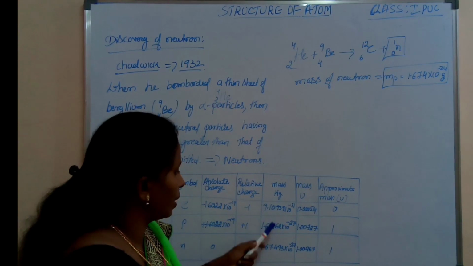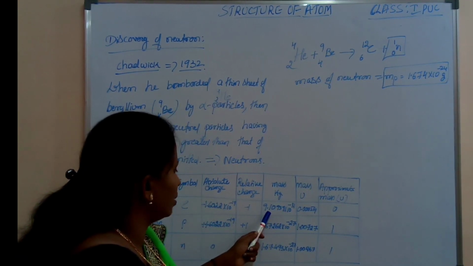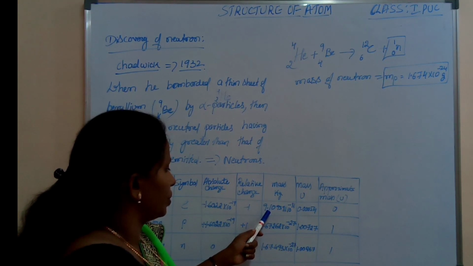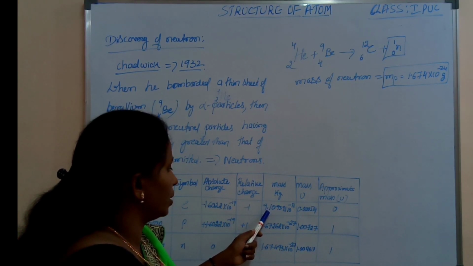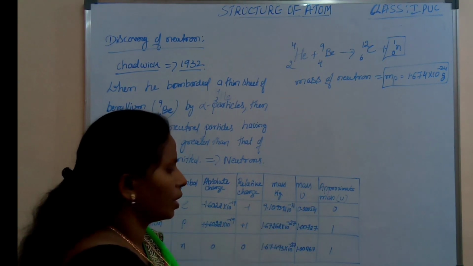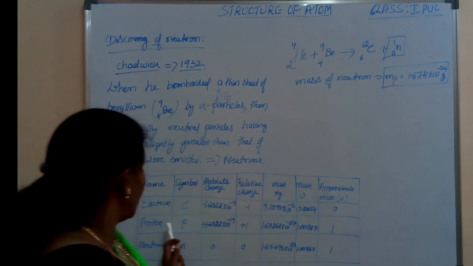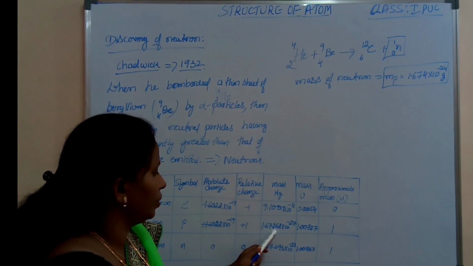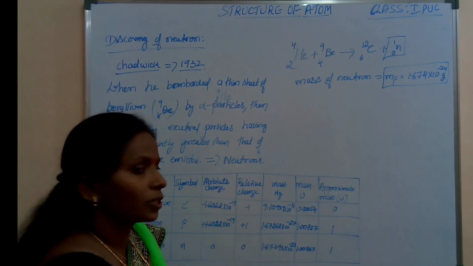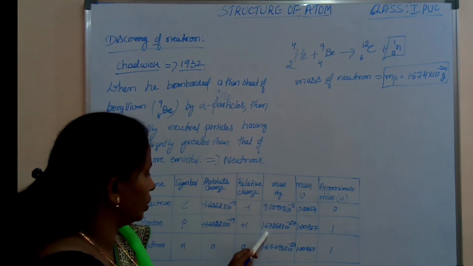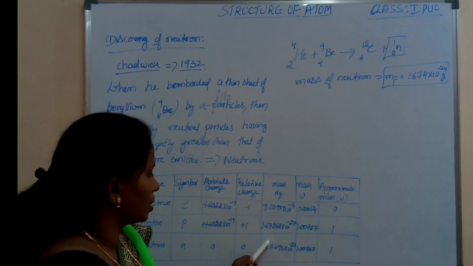Then the mass. The electron is a very light, tiny particle with a negligible mass, equivalent to 9.10939 × 10^-31 kg. For the proton it is 1.67262 × 10^-24 g. Both neutron and proton have comparable masses.